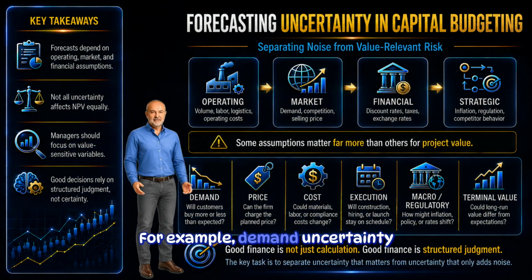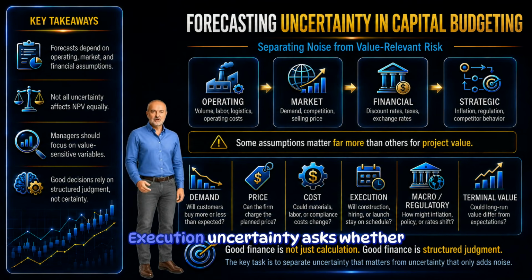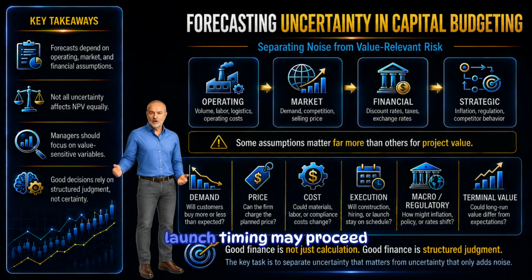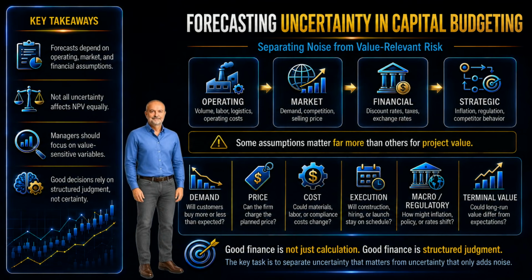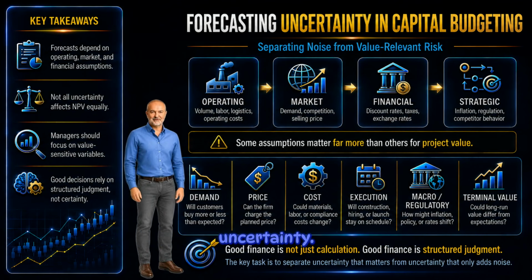For example, demand uncertainty asks whether customers will buy more or less than expected. Price uncertainty asks whether the firm can actually charge the planned price. Cost uncertainty asks whether materials, labor, technology, or compliance costs may differ from estimates. Execution uncertainty asks whether construction, hiring, production, or launch timing may proceed as planned. There is also macroeconomic uncertainty, competitive uncertainty, regulatory uncertainty, and terminal value uncertainty.